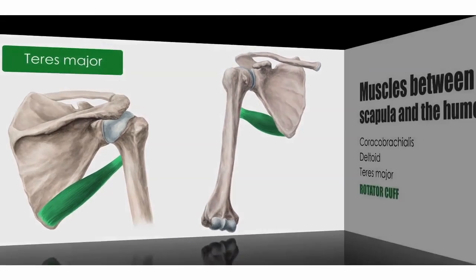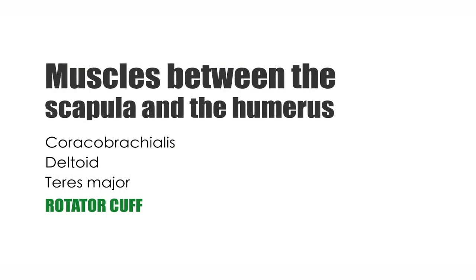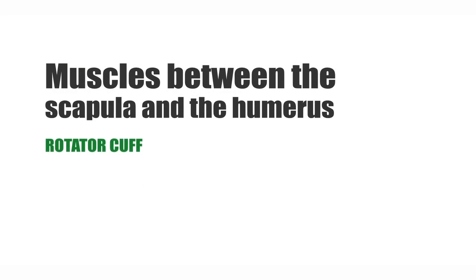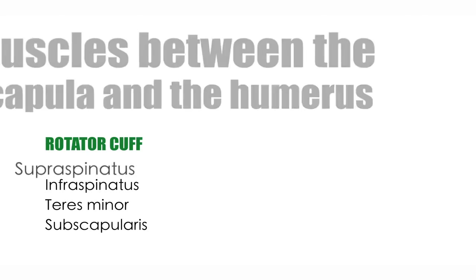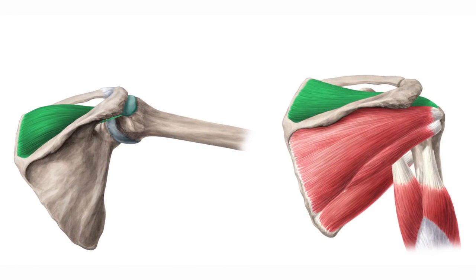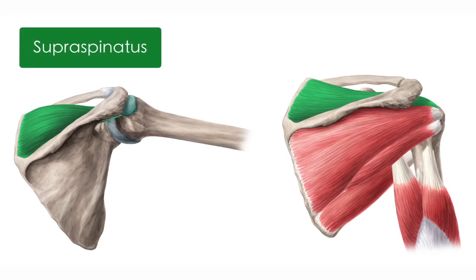Now let's move on and talk about the last group of muscles here on our list, the rotator cuff muscles. And as I mentioned, this is a group of four muscles, including the supraspinatus, the infraspinatus, the teres minor, and the subscapularis. Starting off with the supraspinatus muscle right here, also highlighted in green, you notice that this muscle is originating right here from the supraspinous fossa of the scapula.